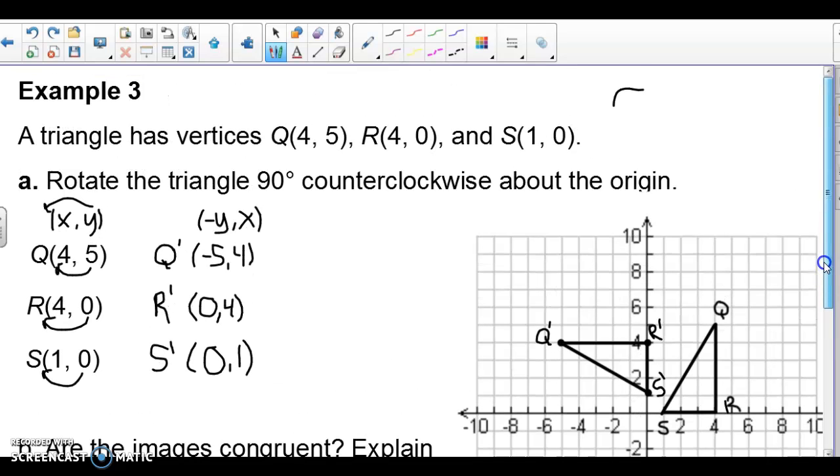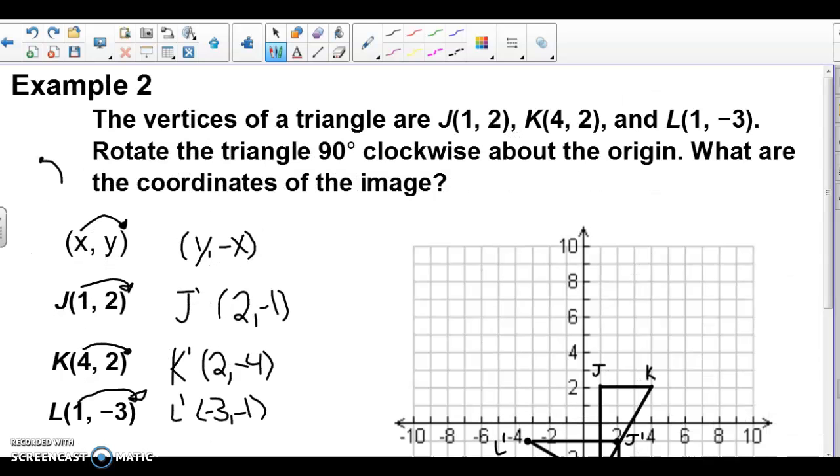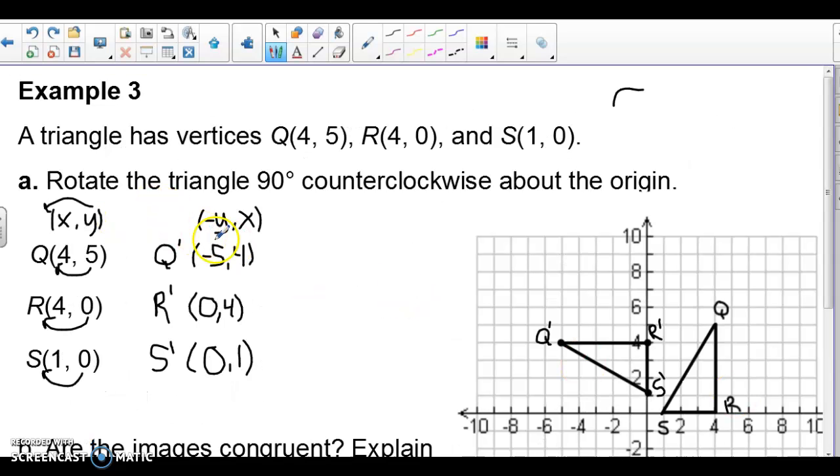So that's all I'm going to have you do today. Just example 2 and example 3. Rotating the triangle 90 degrees clockwise was example 2, and example 3 was counterclockwise. So write down these rules, if you haven't done so yet. For 90 degrees clockwise, xy becomes y, negative x. Write that down. That's going to be good for your assignment that you're going to do in just a second. And then for 90 degrees counterclockwise, xy becomes the opposite of y, x.